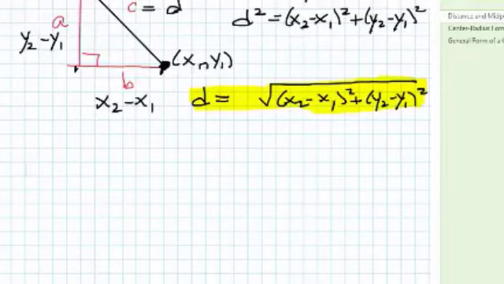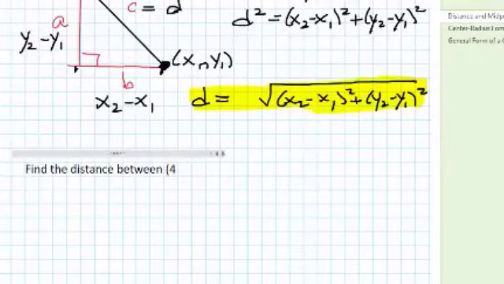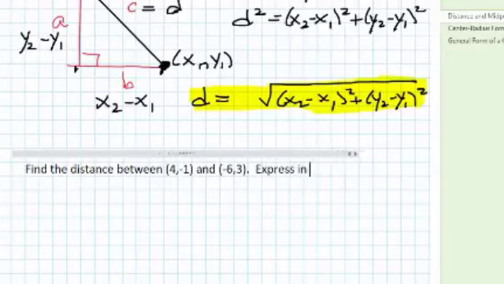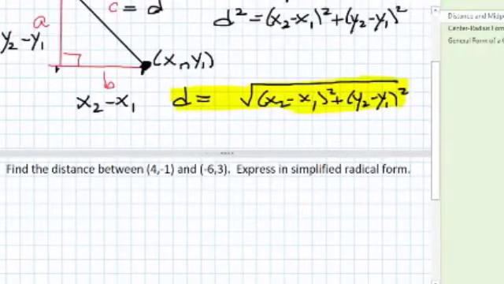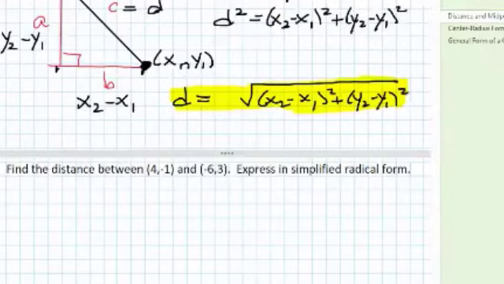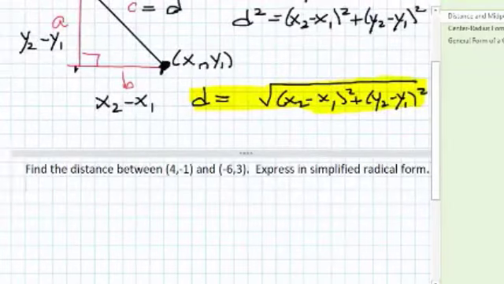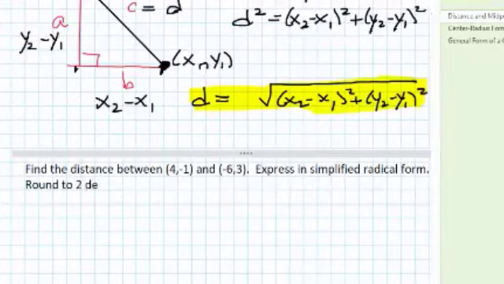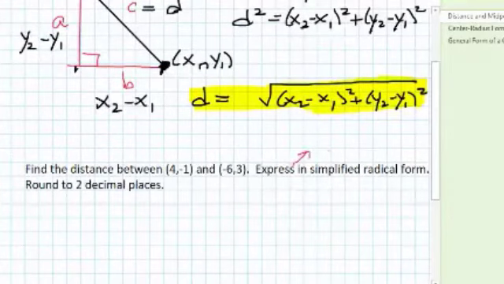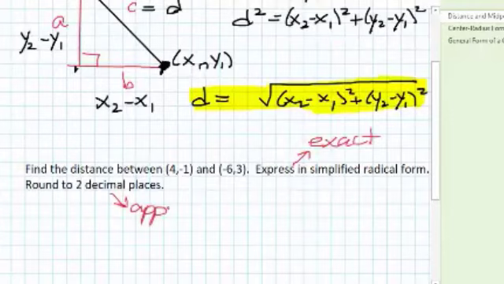For example, I might ask you to find the distance between the point 4, -1, and -6, 3, express in simplified radical form. So what that means is that the answer might not turn out to be an integer. It might have a square root in it, and you want to simplify as much as possible, and then also round off to 2 decimal places. Your exact answer is the radical. And when you round to 2 decimal places, this is really an approximation, because there are a lot of numbers you can't represent as a terminating decimal.